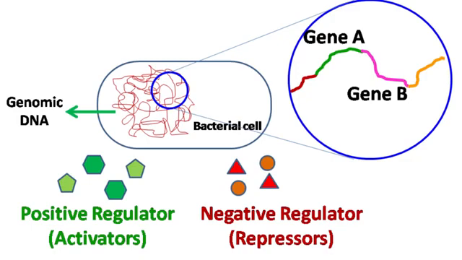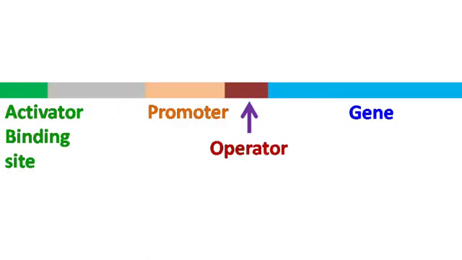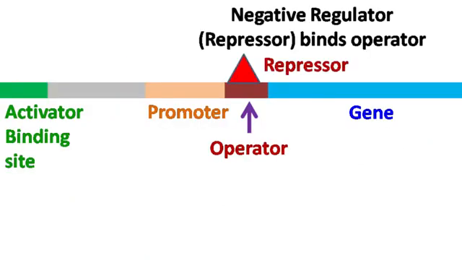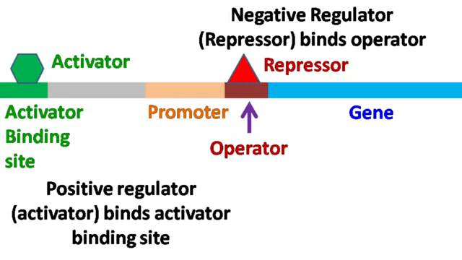The signals that positively regulate the gene expression are called activators, while the signals that negatively regulate gene expression are called repressors. Both activator and repressor are DNA binding proteins that regulate the gene expression. The DNA sequence at which the repressor binds is called an operator, while the DNA sequence at which the activator binds is called an activator binding site.